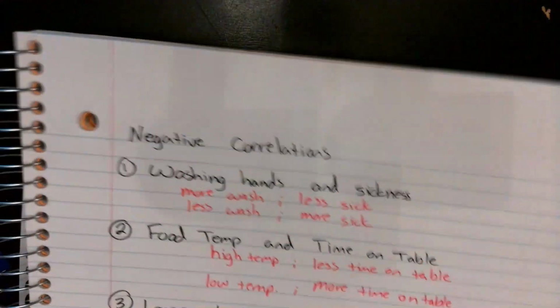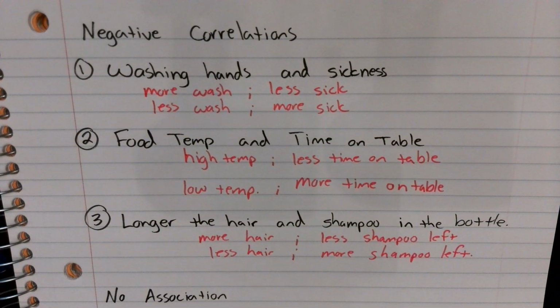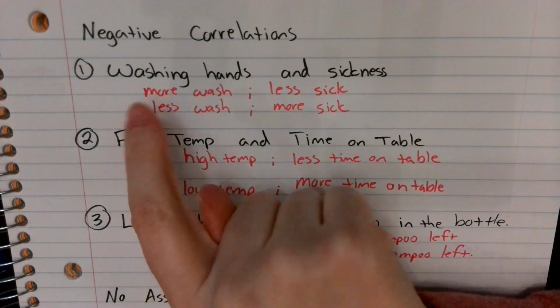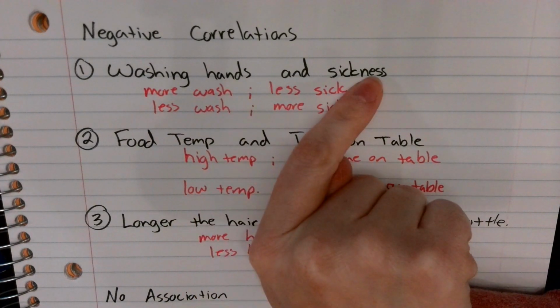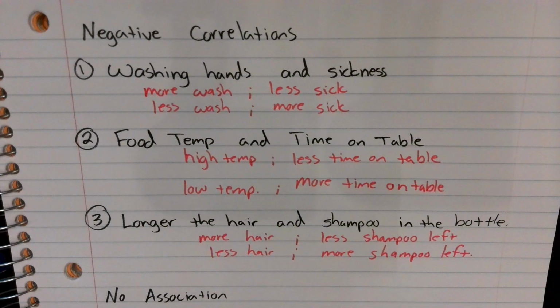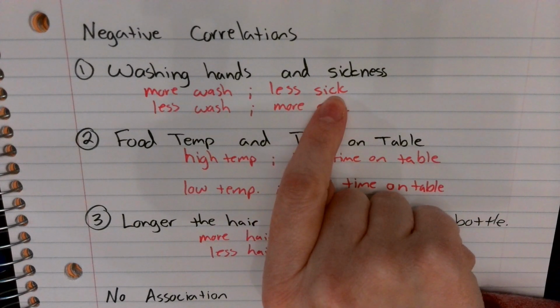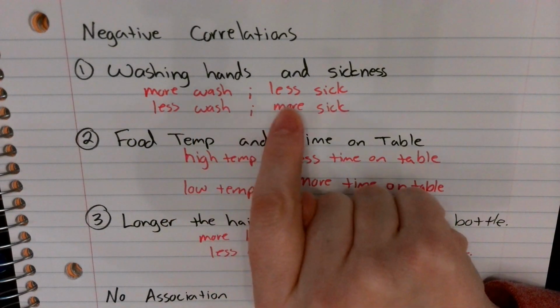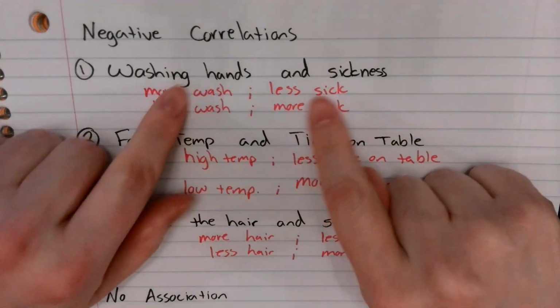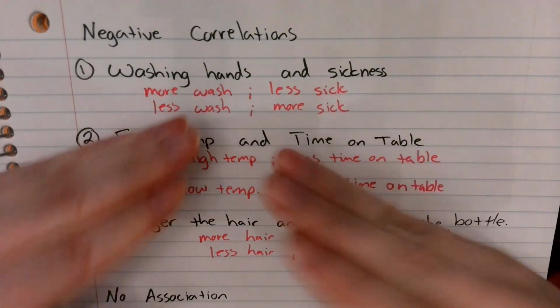Then here we have negative correlations, and I had to throw this one in here because of everything that's going on right now and the whole reason that we're doing digital days. A negative correlation: washing your hands and sickness. So the thing that you're hearing constantly from your parents, in the news, from everybody around you: wash your hands, wash your hands, wash your hands. So the more often you wash your hands, the less likely you are to get sick, versus the less you wash your hands, the more likely you are to get sick. So they have these opposite effects on each other. One is more and the other is less.